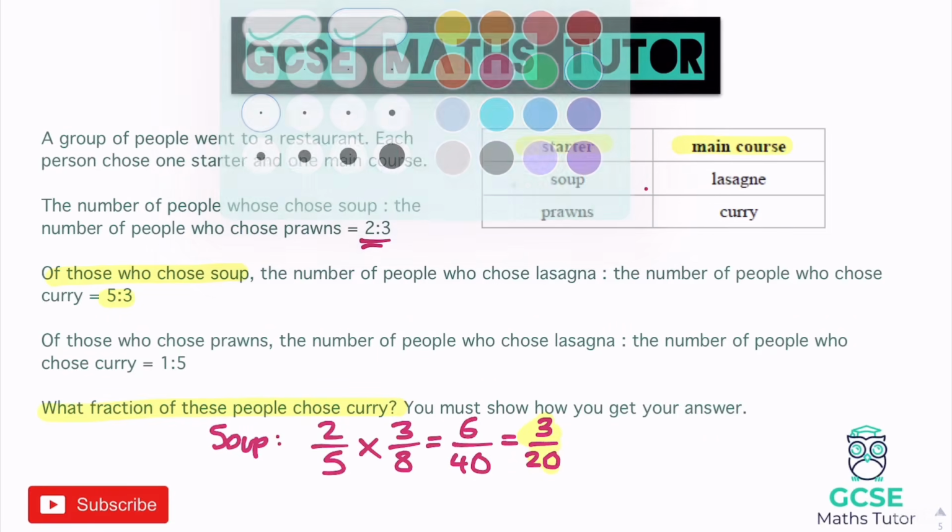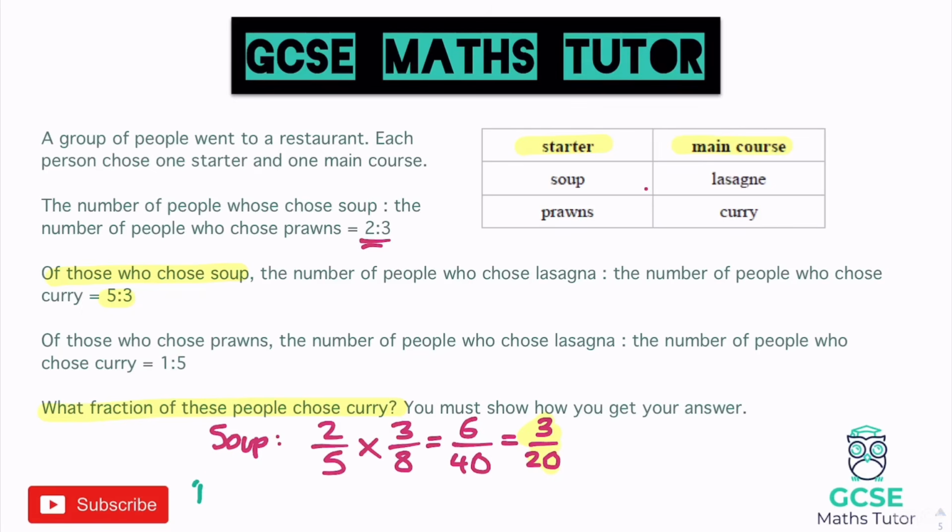Now let's have a look at the next one, which is people that chose the prawns to start with. Okay, there we go, so prawns. Now the fraction of people that chose prawns, back to our original ratio up here, is 3 out of 5. So we've got 3 out of 5 people that chose prawns. And then looking at that next piece of information, it says of the people who choose prawns, the ratio of lasagna to curry is 1 to 5. So 5 being the curry there, out of a total of 6, so 5 sixths.